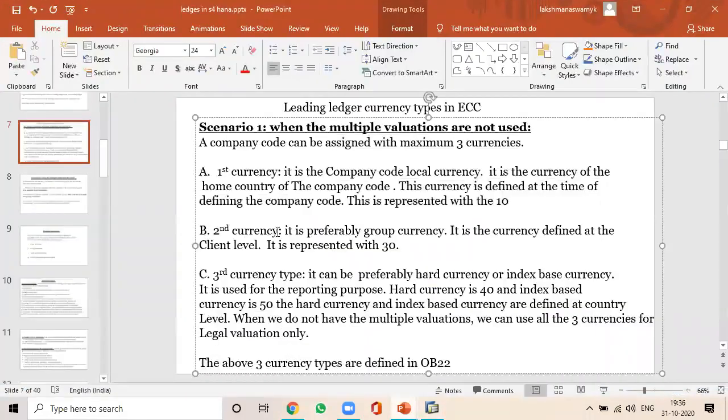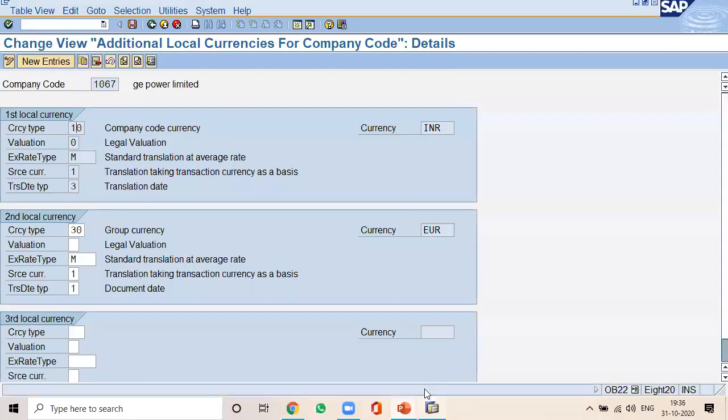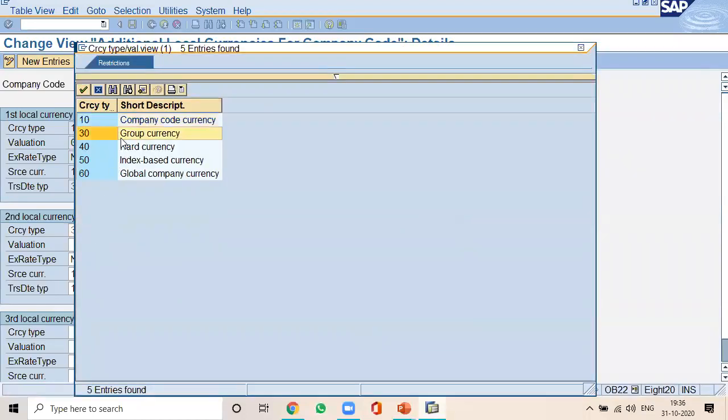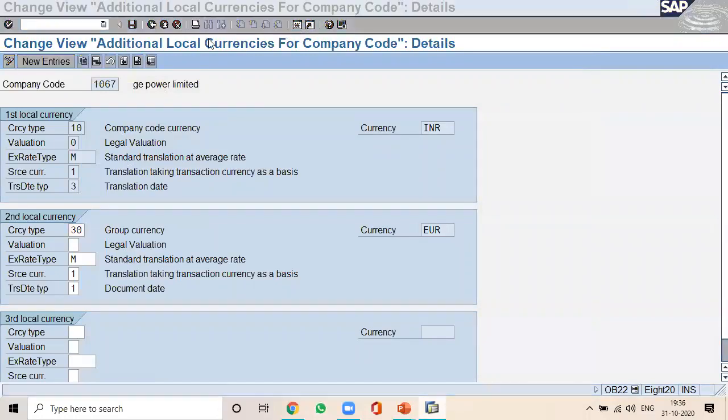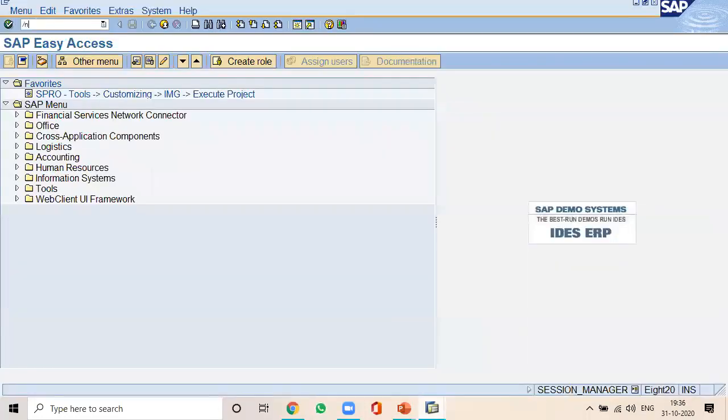Then second currency. It is preferably group currency. So you have configured group currency for your company code, right? With the type 30. It is the currency defined at the client level. It is represented with the number 30. See here, group currency 30 means, currency type 30 means group currency. So this group currency is defined at client level. See, SCC4.